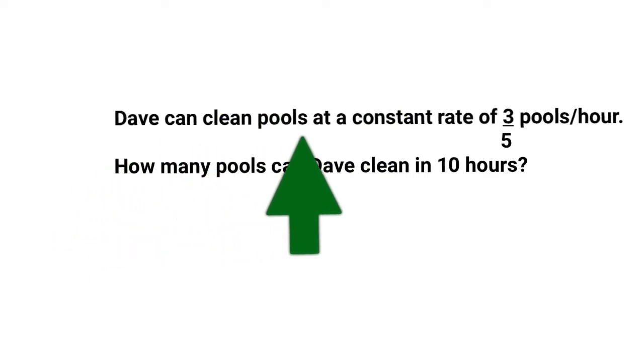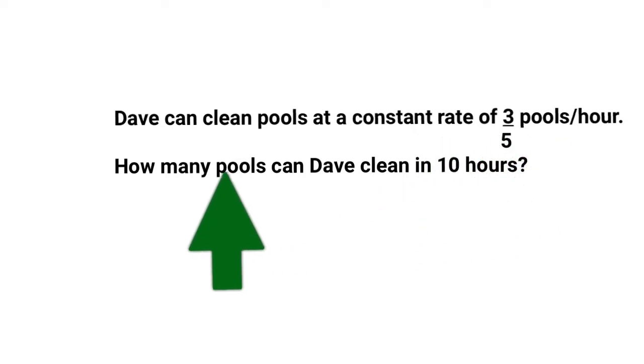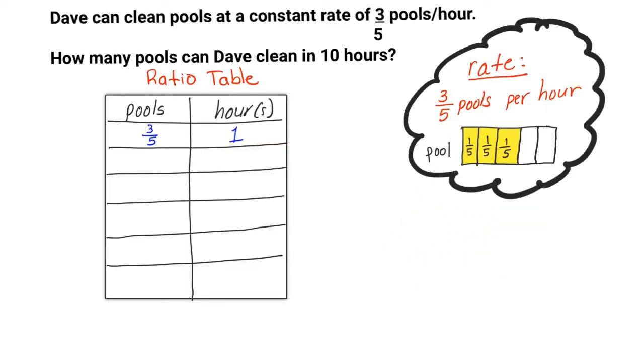Dave can clean pools at a constant rate of 3/5 pools per hour. How many pools can Dave clean in 10 hours? The first method we're going to use is ratio tables. And we already have a ratio table here that will help us understand the information that we have. We have 3/5 of a pool, and then we have per hour. Now, this picture will help you understand 3/5 for the pool that is being cleaned in an hour by Dave.